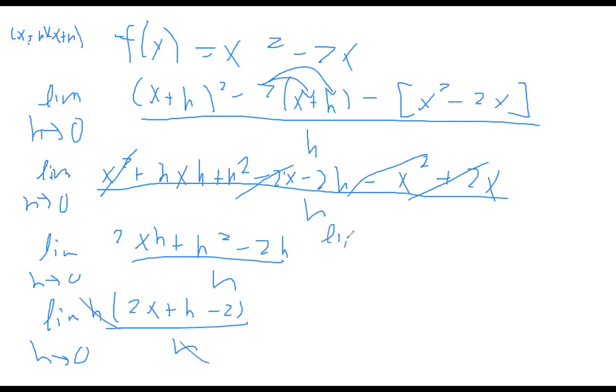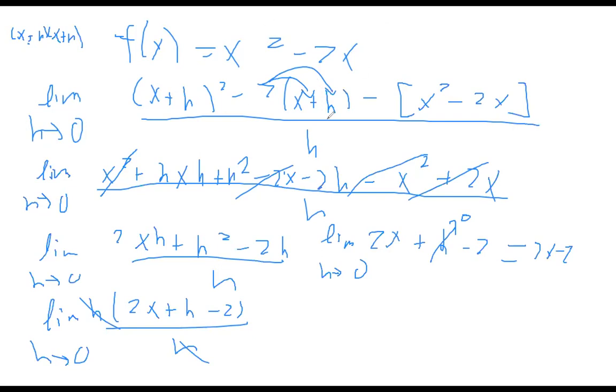All right, so then you just cancel the h's out. Limit as h approaches 0, and you have 2x plus h minus 2. Then you plug in 0 for h, which is just 0, and you have 2x minus 2. So that's the derivative of the function itself. If you use the differentiation rule, the power rule, this would be just 2x minus 2, right?